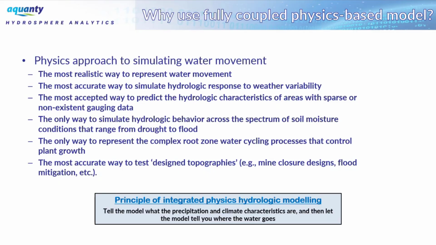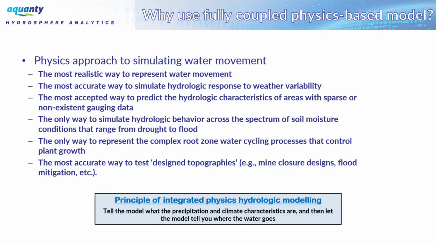It's a really strong approach to design or testing design topographies, for example, flood mitigation measures, mine operations, that type of thing. It's also a really strong approach for simulating catchment systems or hydrologic systems that have sparse observation data. In principle, what we really do with a physics-based hydrologic model is we build an accurate representation, to the best of our ability, of the spatial discretization of soil types, land use classification types, et cetera, but then we just tell the model directly what the precipitation and climate characteristics are.